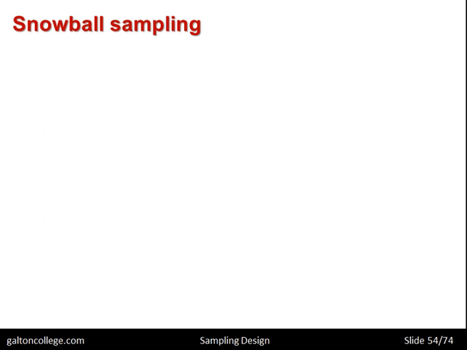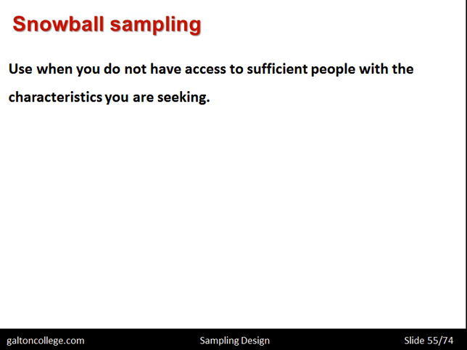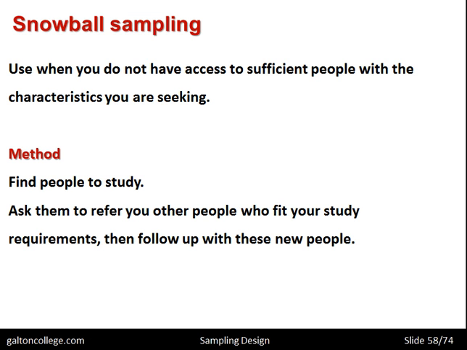Now let's turn to snowball sampling. Used when you have access to sufficient people with characteristics that you're seeking. So you're interested in people in the 25 to 35 year age gap and who are interested in playing football. Now the method, well, you find the people in this category who are interested in playing football, and ask them if they would refer other people who fit your study requirements. Then follow up with these new people.